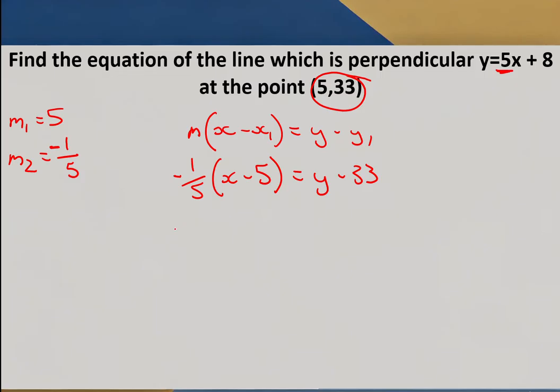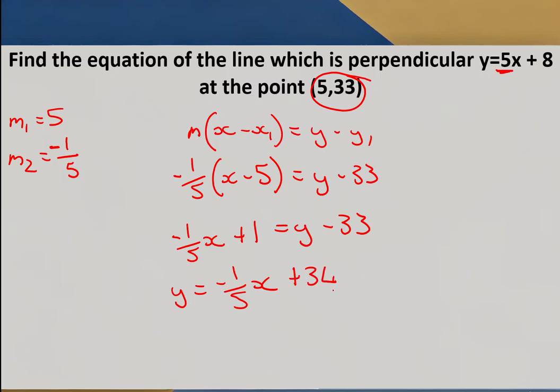And the final step: I've got negative 1 over 5 x. Negative times a negative is positive. 5 over 5 is 1. So it'll be plus 1 is equal to y take away 33. The last step is to add 33 to both sides. So 33 plus 1 equals 34. So I've got my equation of y equals negative 1 over 5 x plus 34.